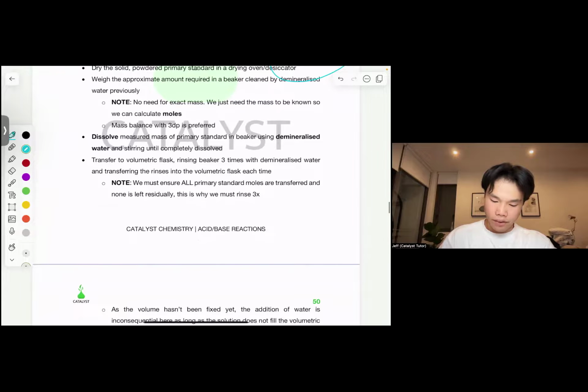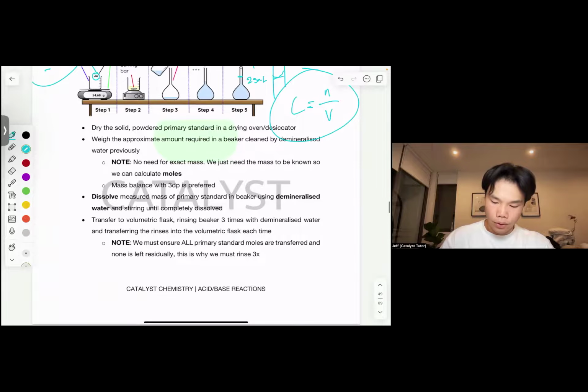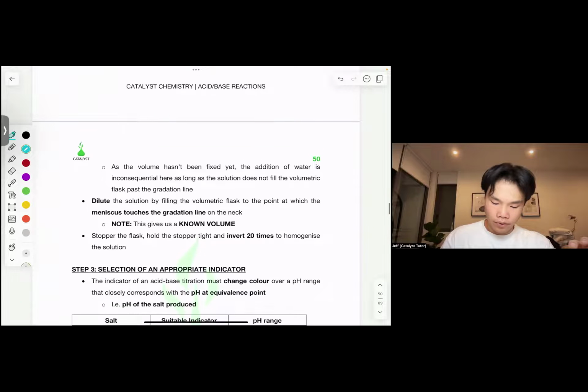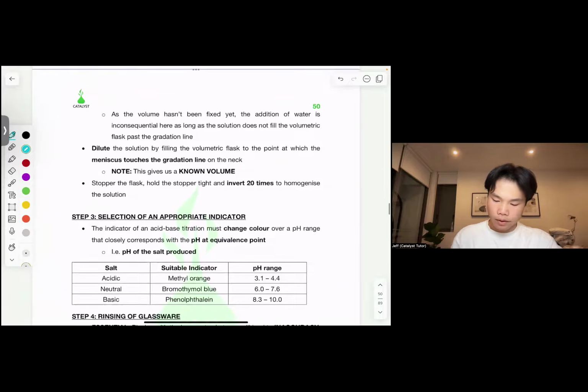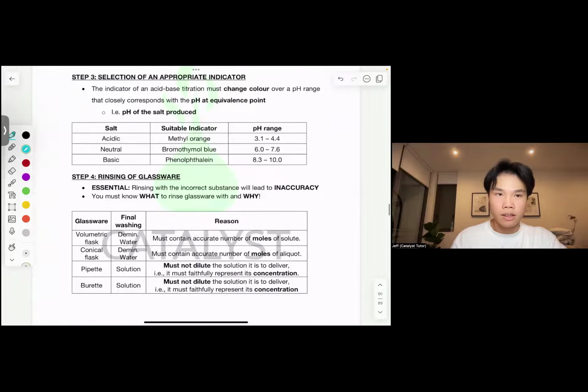Okay, and the procedure of doing this, there's a few specific things, but that's the main idea. Also at the end, invert 20 times to make sure it's homogenized.